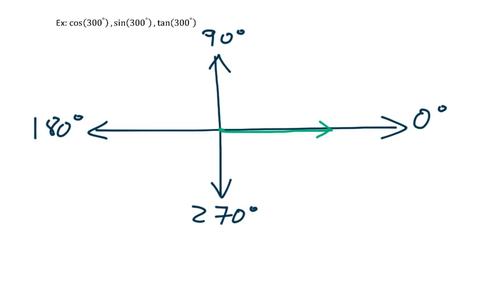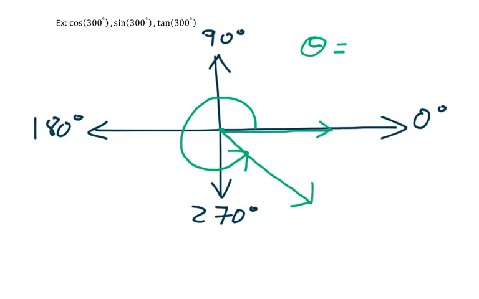Okay? So where's 300 degrees? Well, that's going to be in quadrant 4. Okay, so let's draw that. So it's going to be down here, like so. Okay? So this is 300 degrees. Now, in this case, we're going to take theta to be 300 degrees, okay? So this is 300 degrees.